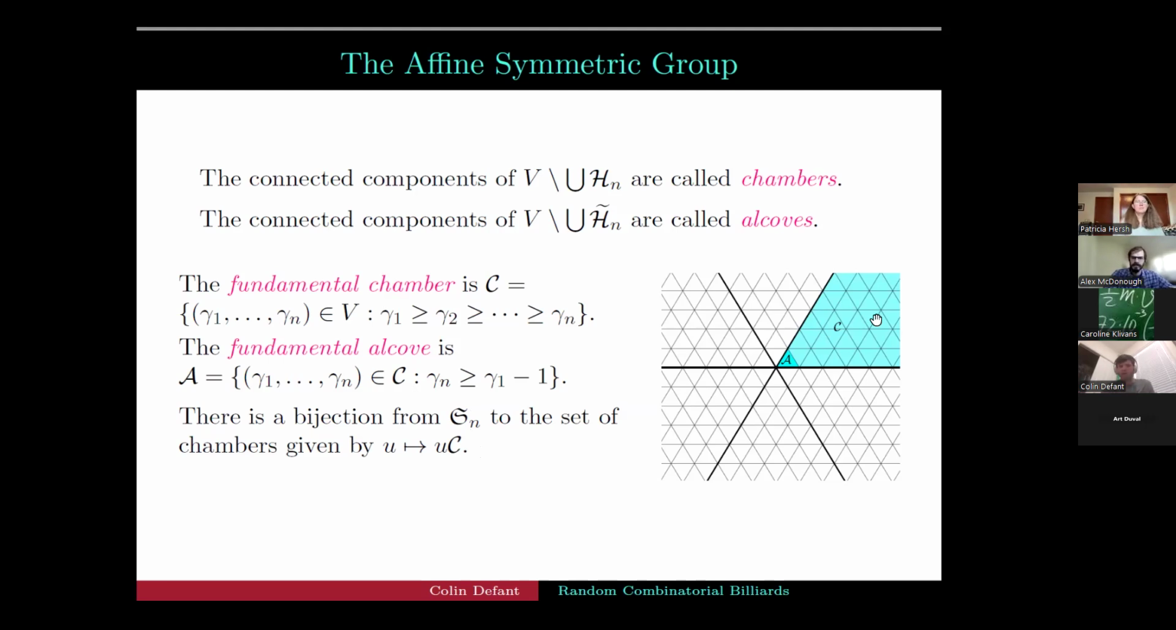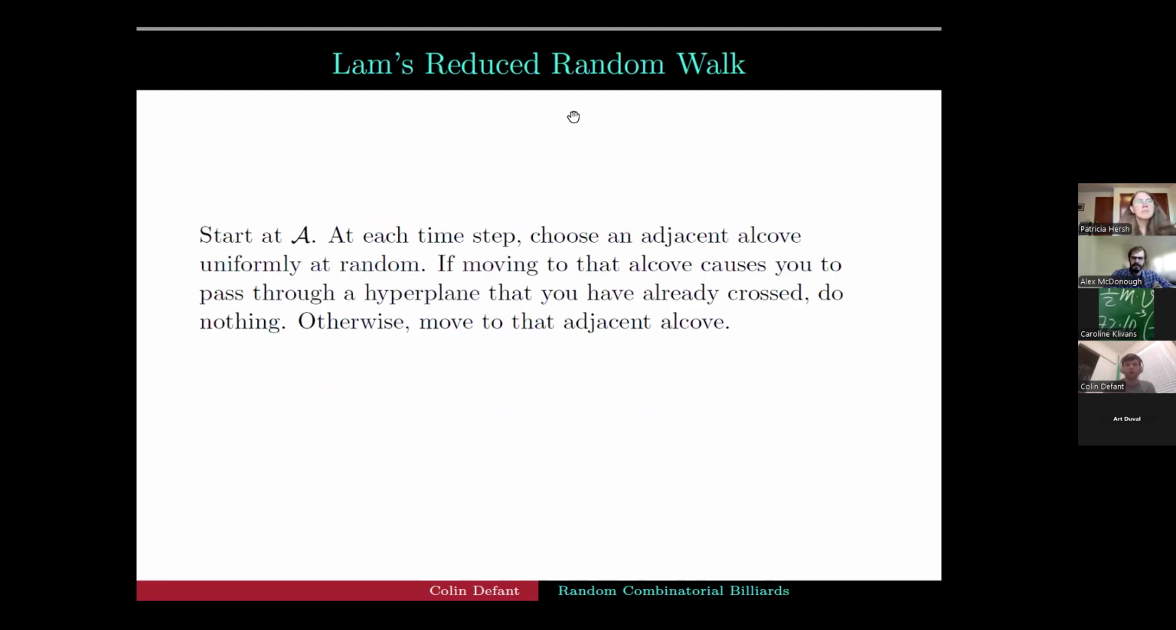Okay. So I want to define a random walk that was introduced by Thomas Lam about 10 or so years ago. We're going to start at the fundamental alcove A, and at each point in time, we're going to pick an adjacent alcove, and we're going to try to move into that adjacent alcove. And we choose it uniformly at random among the adjacent alcoves. However, we're not allowed to pass through a hyperplane in the affine braid arrangement if we've already crossed through that hyperplane. So if we're trying to cross through a hyperplane that we've already crossed through, then instead we just stay still, we just don't move.